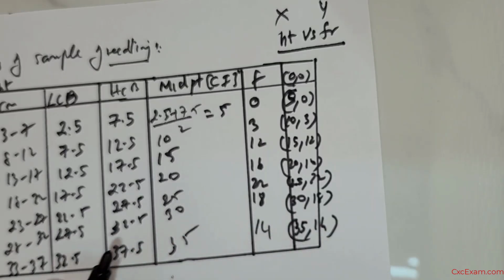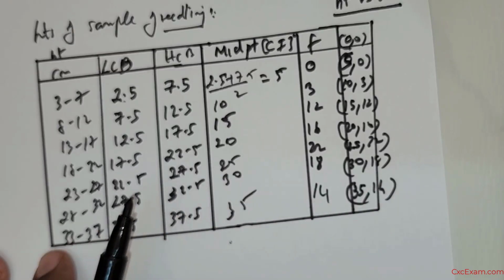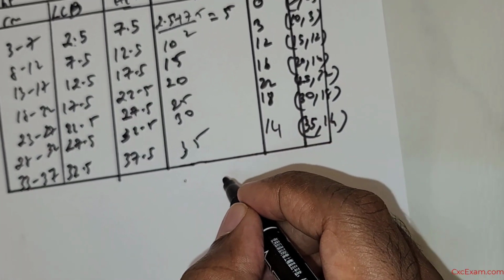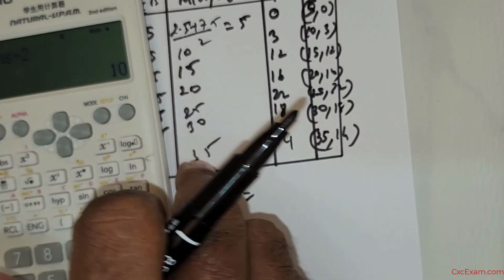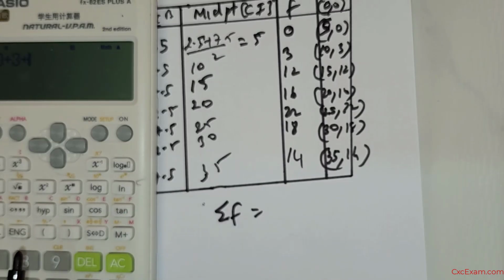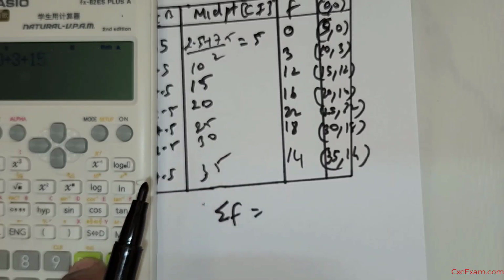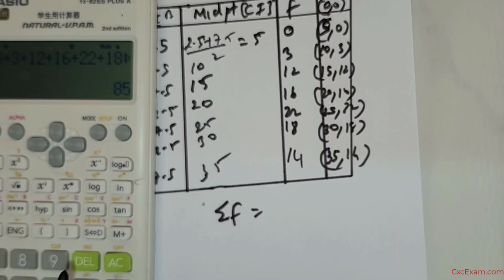Now you will have to draw the table. The table is imperative, and you will have to fill in the values like this. From here they are asking us the number of seedlings. So they are asking us to find sigma f. To find sigma f, you have to add all of these. So 0 plus 3 plus 12 plus 16 plus 22 plus 18 plus 14. How much is that?